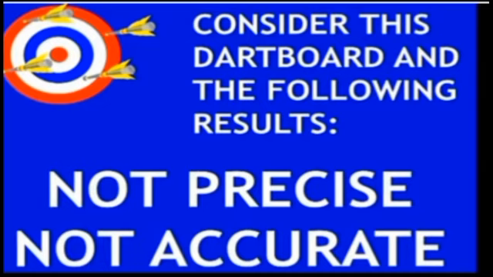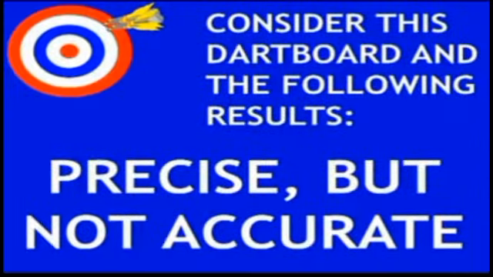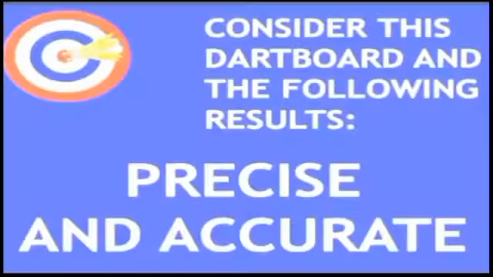In this example, the measurement is neither precise nor accurate. It is not precise because the darts are far apart from each other. Neither is it accurate because the darts are not hitting the bull's eye. The next example, now we have this. This measurement is precise. Why is it precise? Because the darts are close to each other, but it is not accurate because they are not hitting the bull's eye, which in this scenario is my actual value or my standard.